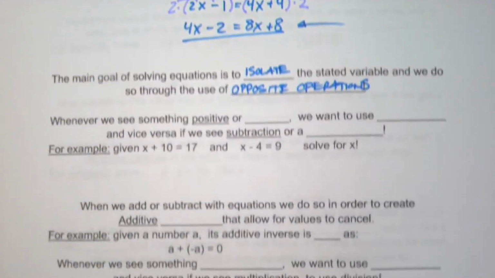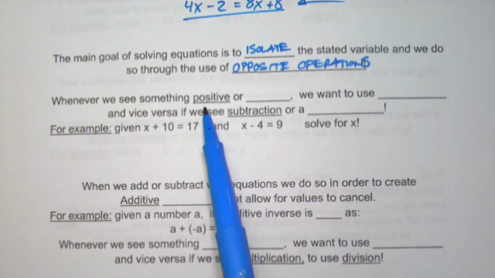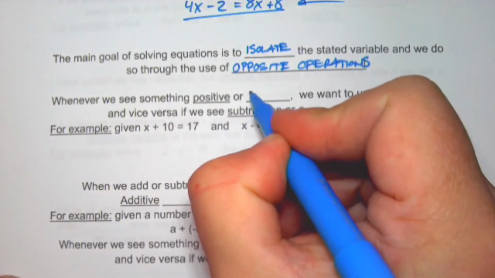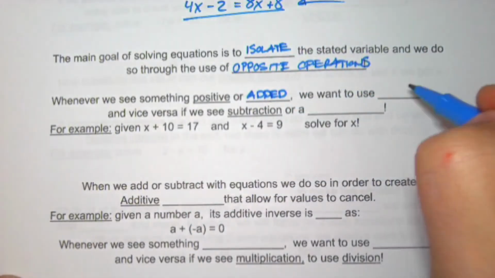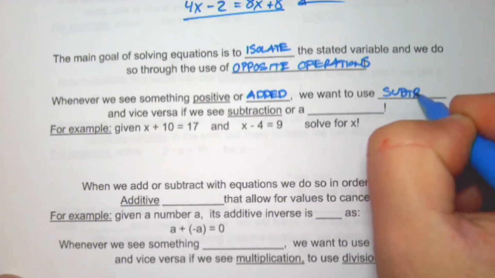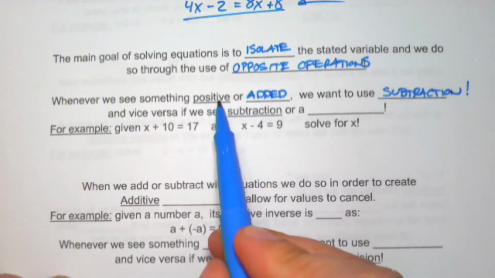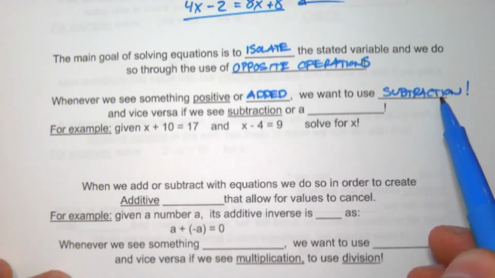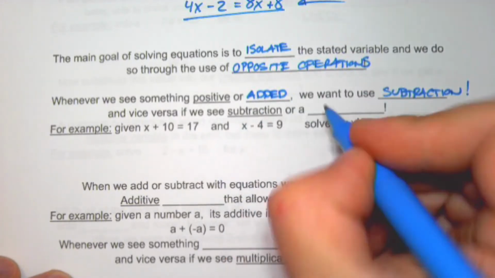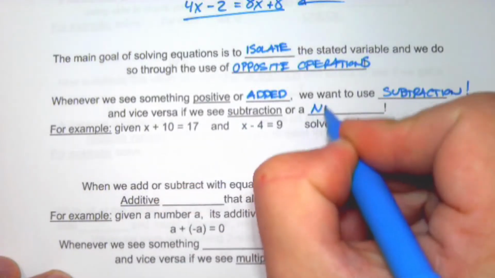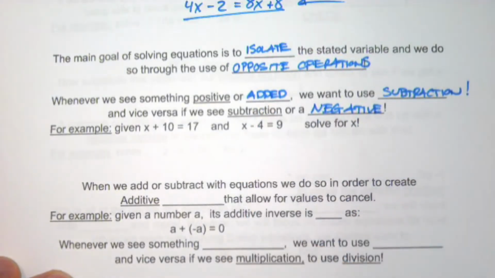So let's look into first dealing with some addition and subtraction. So whenever we see any positive numbers or numbers being added, we want to use its opposite operation, which is that of subtraction. So if I see addition, I see something positive, I want to subtract, and vice versa. If I see something negative or I see subtraction, I'm going to add. I want to do its opposite, which is to add.